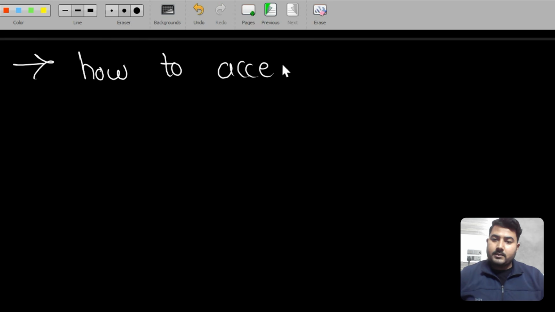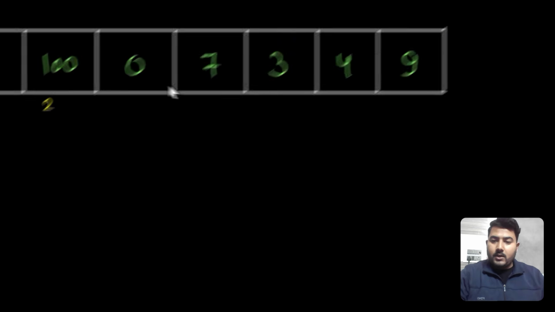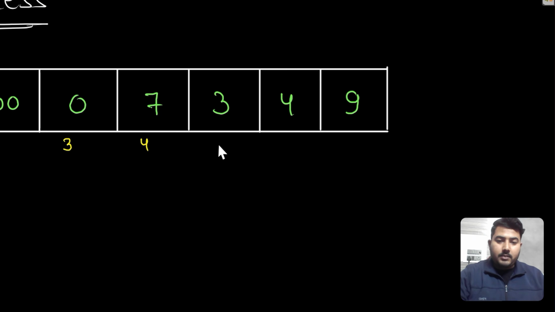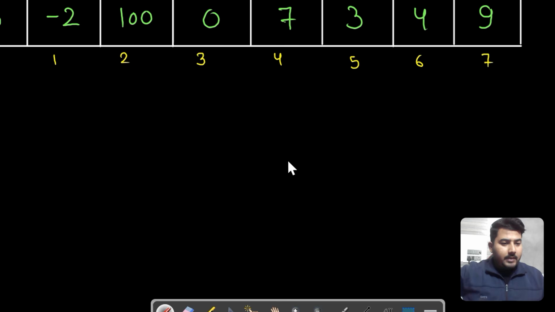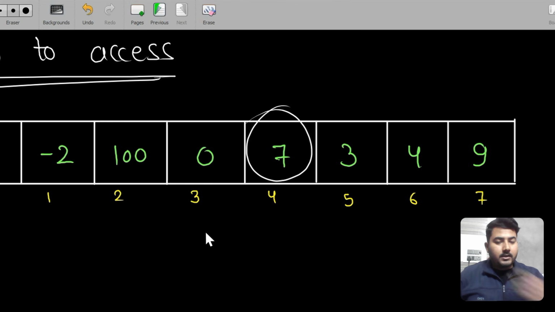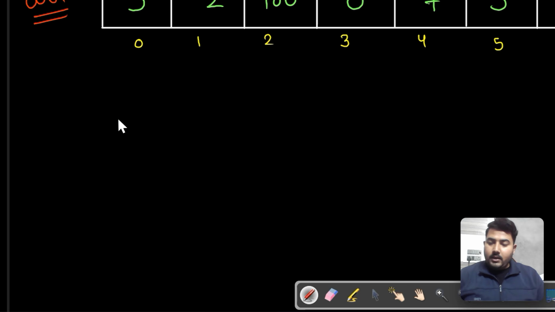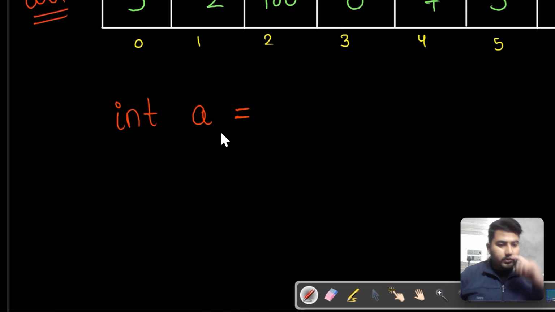How to access. Let's suppose this particular array, we are going to reuse the same array. We are going to imagine these numberings as well because every array will be having this indexing. If I wanted to access this 7, then how do I do that? I obviously need to store that number somewhere. Let's suppose I have created a variable a inside which I wanted to store this number.